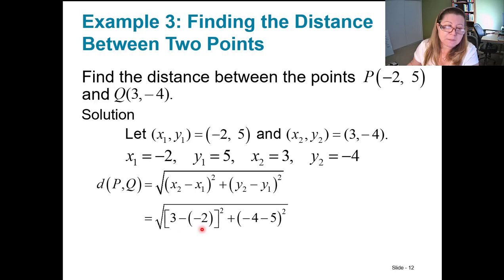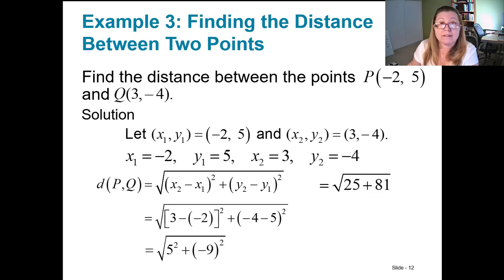Minus negative is a positive, so 3 plus 2 is 5, and -4 minus 5 is -9. We're going to square both of those amounts. That gives us 25 and 81. Adding 25 and 81 together, we get the square root of 106. Throw that in a calculator, you get about 10.3.